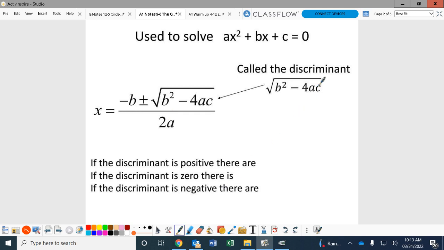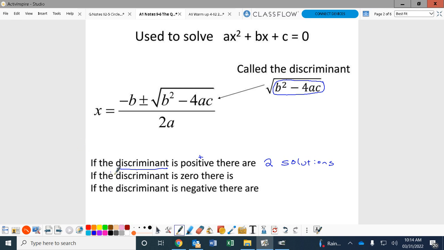Now, this thing underneath here is called the discriminant. Please look at this and please make sure you understand it's the thing under the radical. Not when you take the square root of it, it's the thing under the radical. That discriminant decides how many answers you have. If that discriminant is going to turn out to be positive, every single time you have a positive discriminant, there are going to be 2 solutions. 2 every single time. 2 solutions.